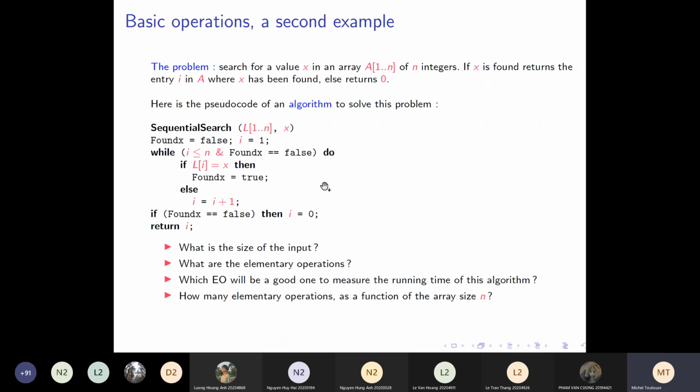So we want to know what is the input size of this algorithm. So the input size is n. What is the elementary operation? The elementary operation is this while loop here. There are a bunch of elementary operations, but the one that we are going to consider for measuring the running time is this one. That's the one that is executed the most often.